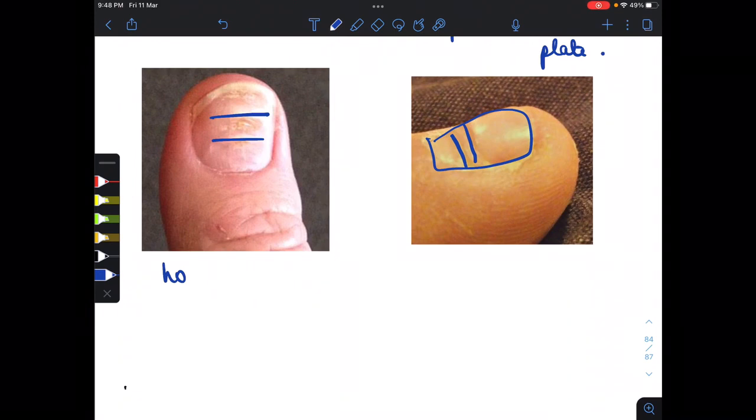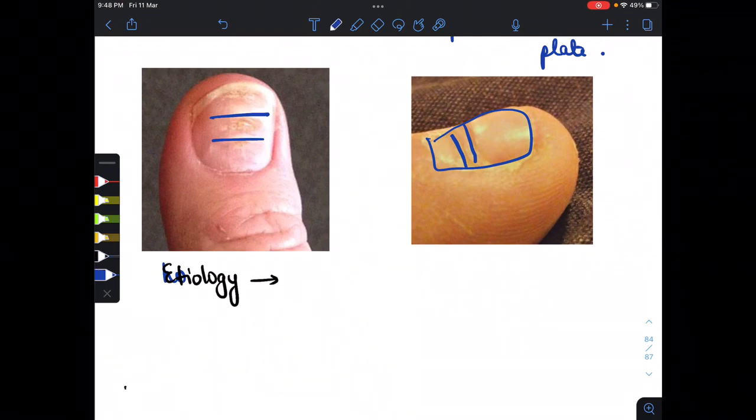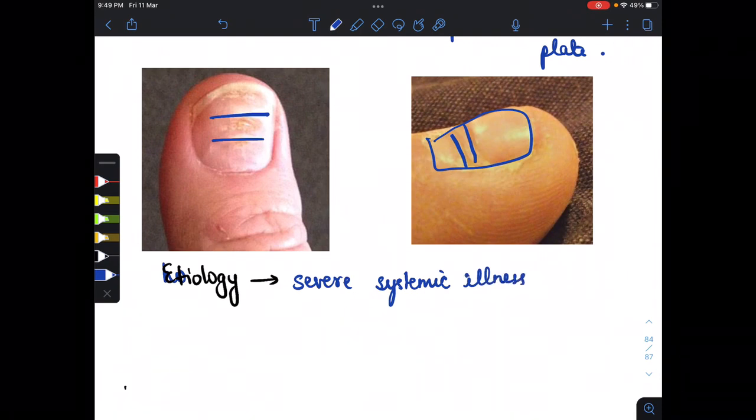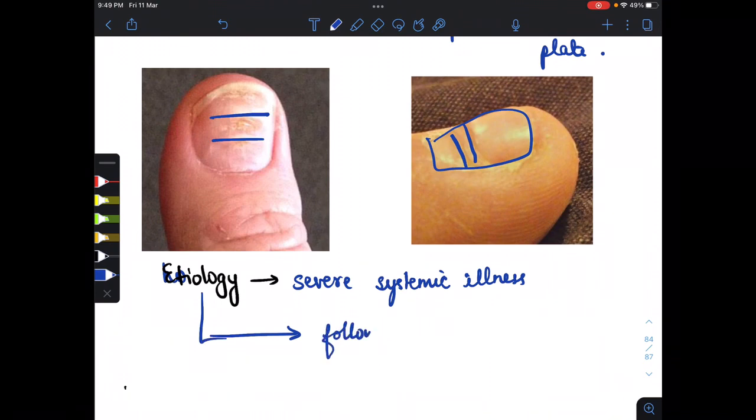Now what is the etiology of Beau's line? For the etiology of Beau's line, there may be a severe systemic illness, or it may follow chemotherapy.